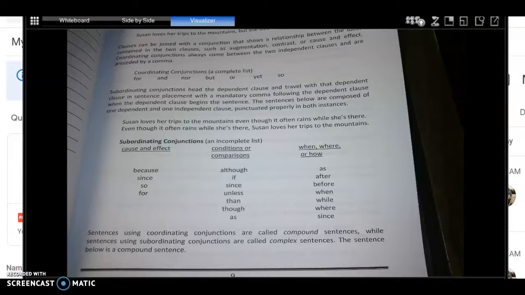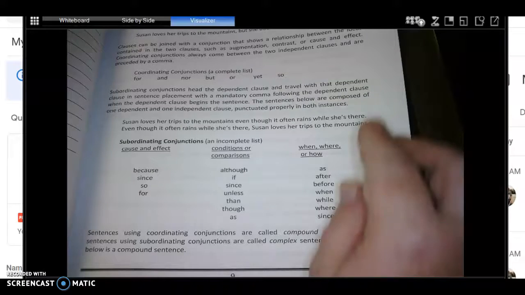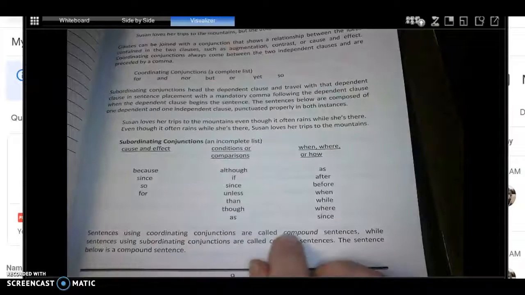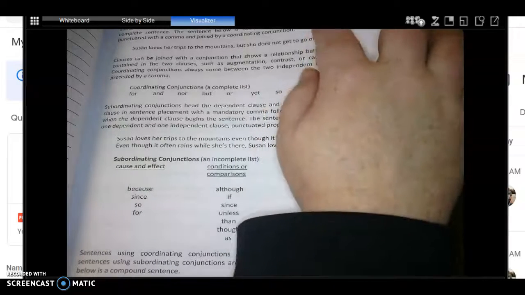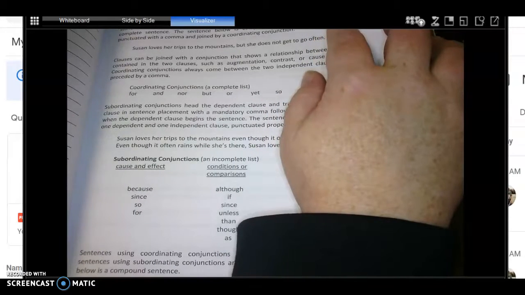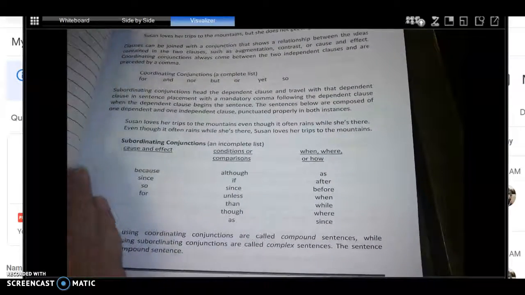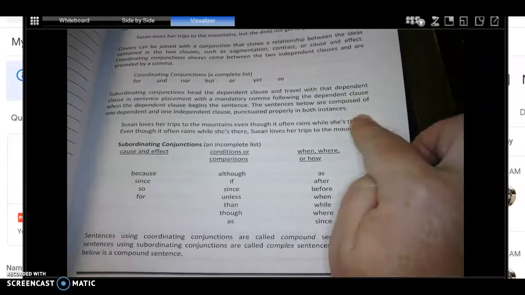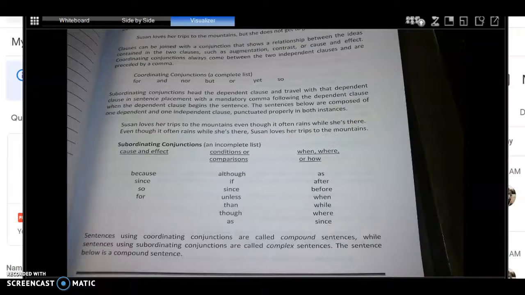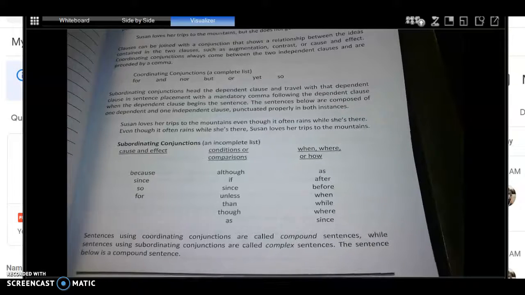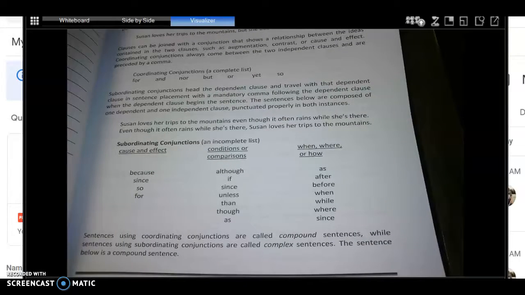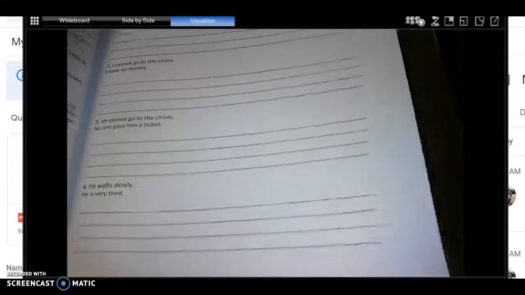Okay. Now, if I'm going to use a coordinating conjunction like up here, that's when I have a compound sentence. So this sentence that we had up here about Susan loving her trips to the mountains, but she doesn't go often, that's a compound sentence because I have two independent clauses there. When I use the subordinating conjunction like we did in these, those are what we call a complex sentence because there's one independent and one dependent clause. Okay, so we have some examples on this page of both. Both are really good types of sentences. It's important to mix up your sentence types, and so it's good to write different types of sentences.